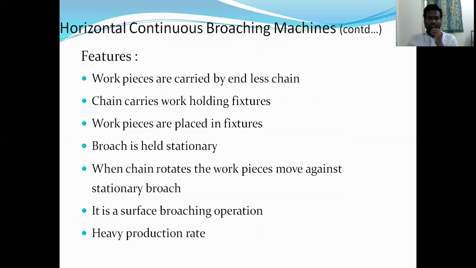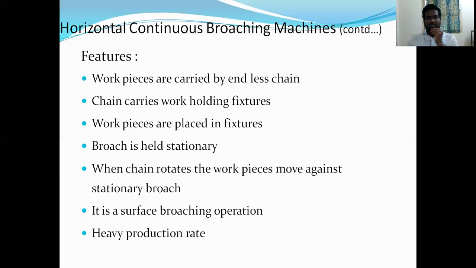In the rotary continuous broaching machine, the rotary table is there. Based on the diameter of the rotary table, we can fix the workpieces, right? So here less floor space is occupied, based on the table diameter. Coming to the continuous broaching machine, here one endless chain is there. In that endless chain, some circular motion takes place. Fixtures are also there. With those fixtures, the cutting tool and the workpieces are moving, and the manufacturing process is carried out. Okay.